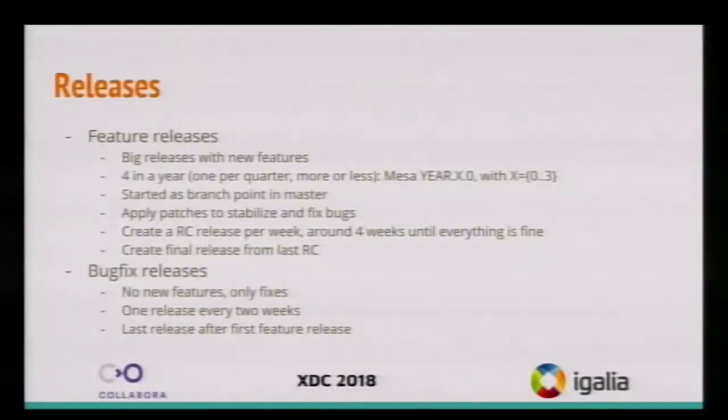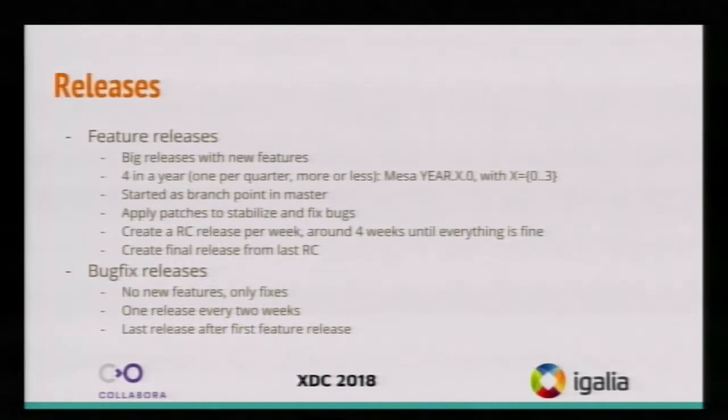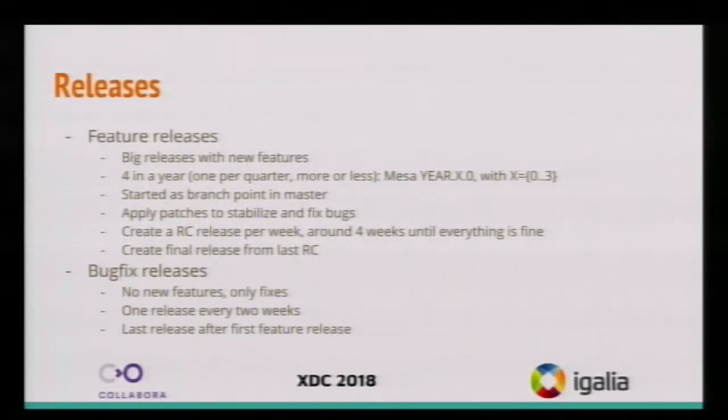Okay, so the releases. We have two types of releases. One of them is feature releases, the other is bug fix releases. The feature releases are roughly four a year, so that's one every 3 months or so. We start that by branching off from master. We create a branch point. We apply patches more or less every day, up to a couple of days. We roll a release candidate every week up to the eventual release. We try to keep that around 4 weeks, although sometimes things run over since there are regressions.